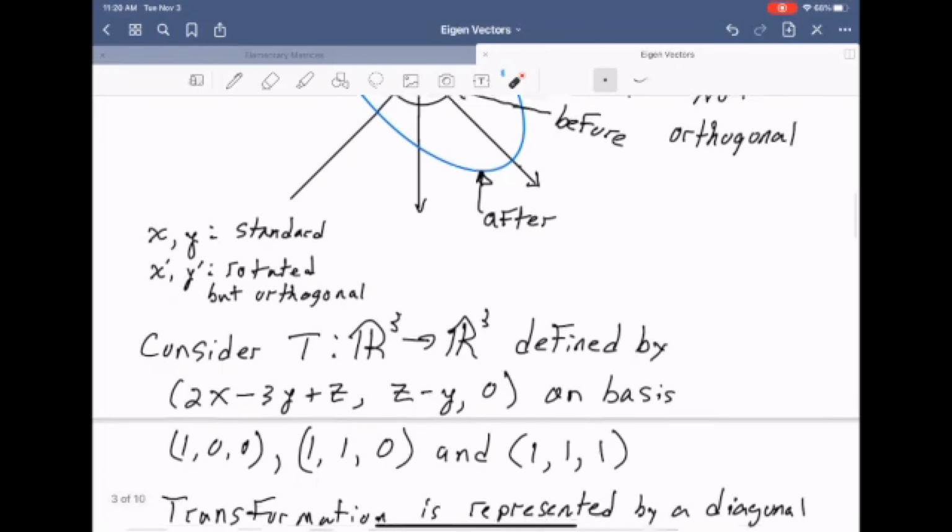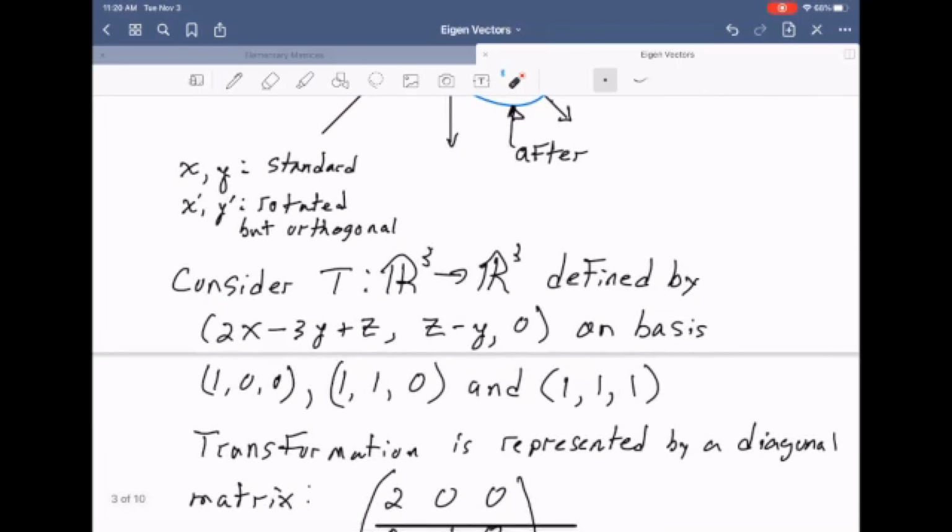Now consider a transformation in 3-space. We define this transformation by this on the first row, this on the second, and 0 on the third, and we define this on the bases. Notice this basis, this is your E1, but this is not your E1 anymore. This is a direction (1, 1, 0), and finally a direction (1, 1, 1).